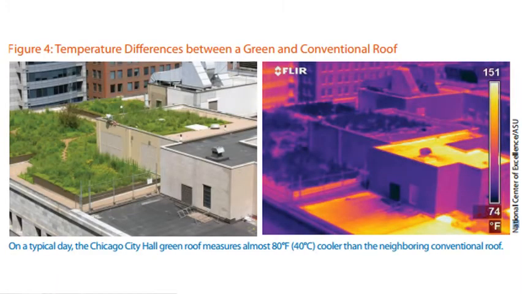Now here's the thermal image between a green and a conventional roof. Notice this is a conventional roof. There's no plants there. And this one has plants. Look at the temperature difference between the two of them. This one over here is significantly hotter, and this one is icy cool. The plants make a huge difference.